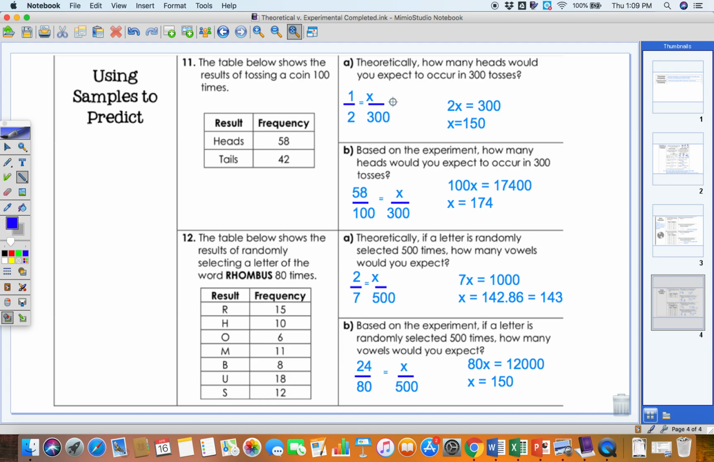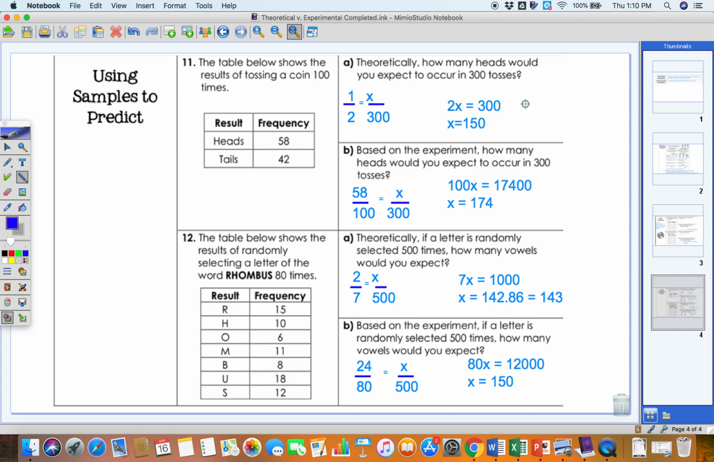And then you set that equal to the second part of your proportion here, which is x, because you don't know how many times it will occur, over a total number of 300 outcomes. Remember, to solve proportions, we cross multiply. So 2 times x is 2x. 1 times 300 is 300. Then we would divide both sides by 2. So x is 150.